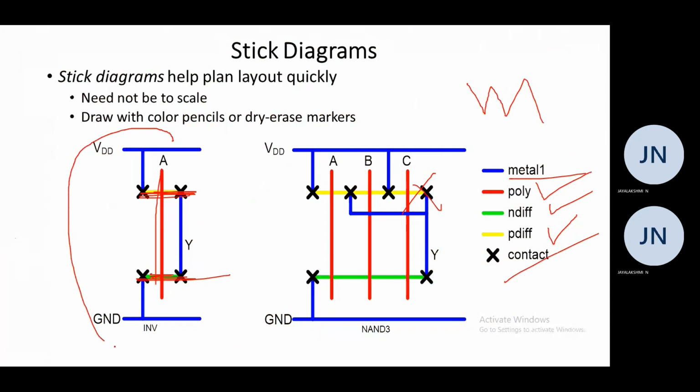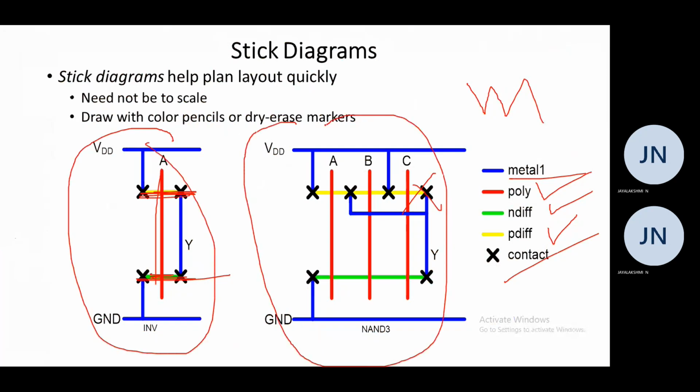So this is the stick diagram of an inverter, and this is the stick diagram of a 3-input NAND gate. At the top we will be having VDD, at the bottom we will be having ground. So it is an inverter. It has only one silicon gate, that is input A. Whenever the gate crosses the diffusion, there will be a formation of a transistor. So the yellow color indicates the P diffusion, this red one is a gate. When the gate crosses the P diffusion, there will be a formation of a P transistor.